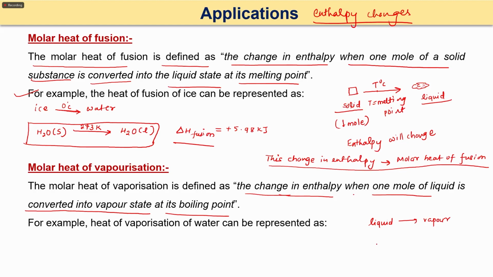Let's say you have a container and you have water. Now you are heating it at 373 Kelvin, that is 100 degrees Celsius. Now what will happen? Evaporation will start. Your water will start reducing in liquid state and it will form vapors, which is the gaseous state.